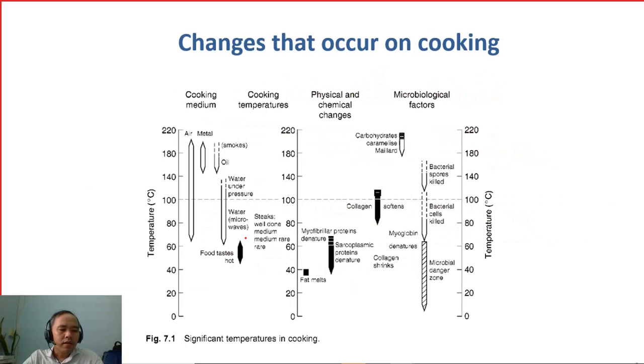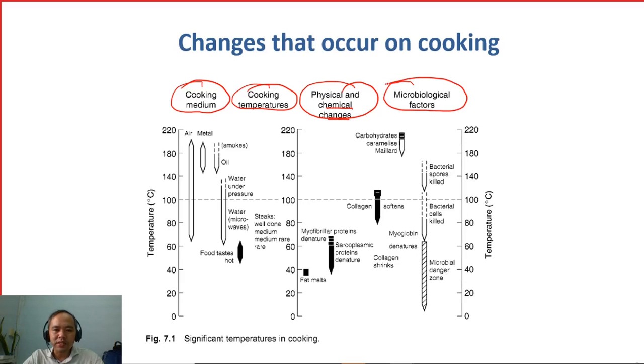This is an image which summarizes quite a lot of information on cooking medium, the medium that we use to transfer heat to the products. It also summarizes the cooking temperature, the physical and chemical changes which occur in meat and meat products, and the changes in terms of microorganisms, which reveal a lot for us. So when we look at this, what do we see? The left side is a range of temperature, and here are the cooking media. So we have air. We can use air to cook.